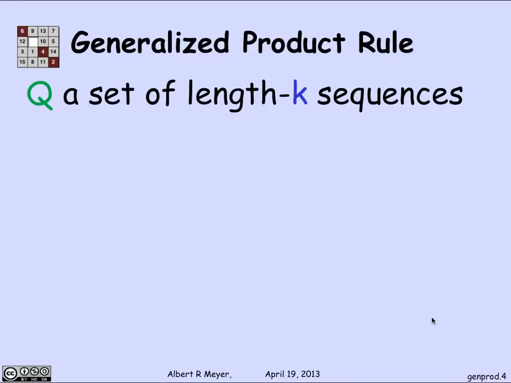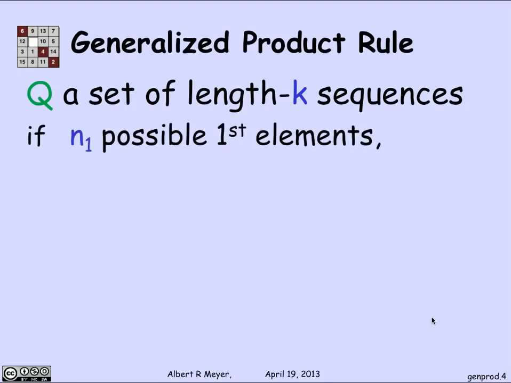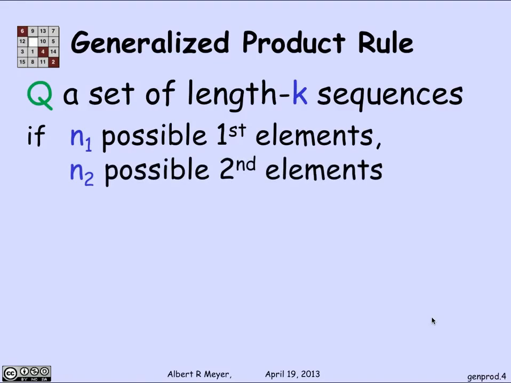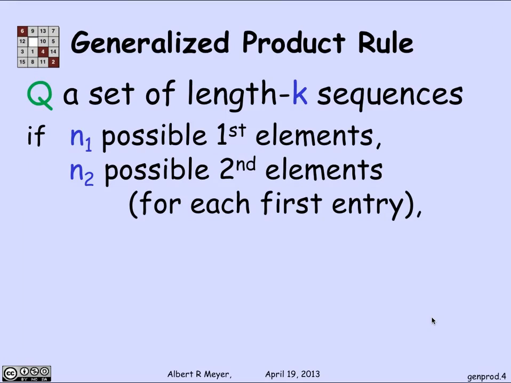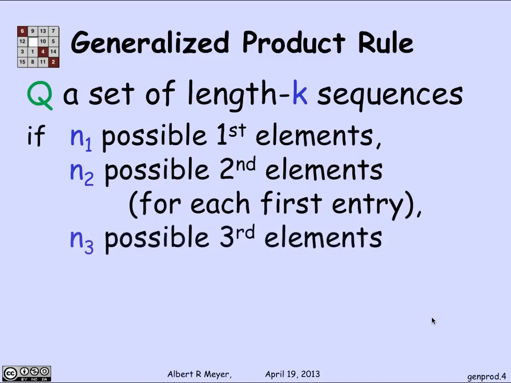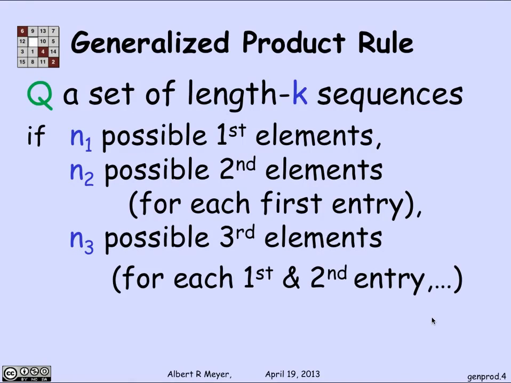Let's state the generalized product rule in general. So if we let Q be a set of length K sequences with the following property, there are n1 possible first elements among these length K sequences, and for every one of the first possible elements, the number of possible second coordinates for a given first coordinate is always n2. And likewise, the number of possible third coordinates given the first 2 is n3, and it's uniform no matter what the first 2 are.